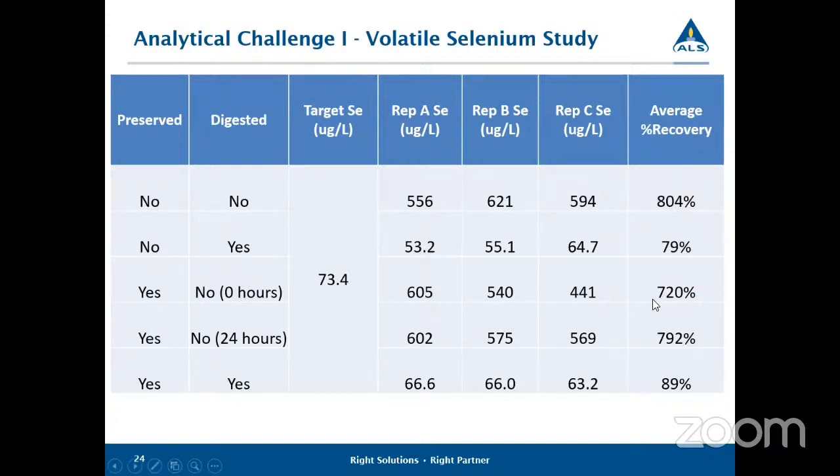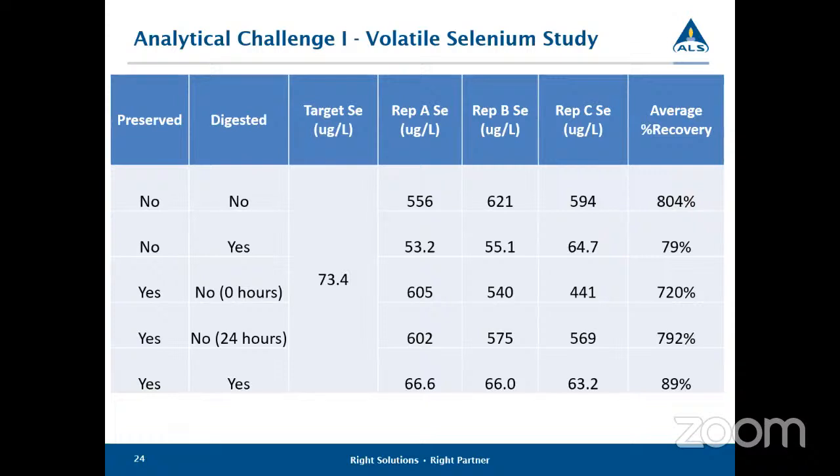Now we try just preservation, either at 0 hours, so immediately analyzed after preservation, and sitting for 24 hours. And in both those cases, we still saw the enhancement. So nitric acid preservation alone did not do anything to the volatile species. And then preserved and digested, which agreed with the previous digested. These results are within our analytical data quality objectives here. So what this showed is our digestion converts the volatile species.